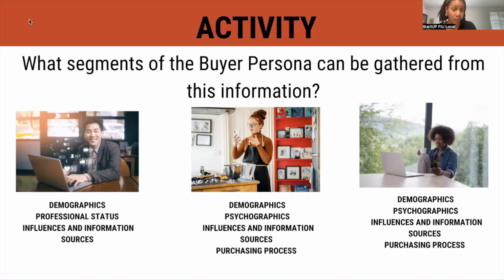Her psychographics. We know that she cooks and does reviews. She does influences and information sources. She reviews cookware from Amazon. So those are her information sources. And her purchasing process: she may be purchasing those products on a budget, because part of her profile online is that she does cooking on a budget and in small spaces.